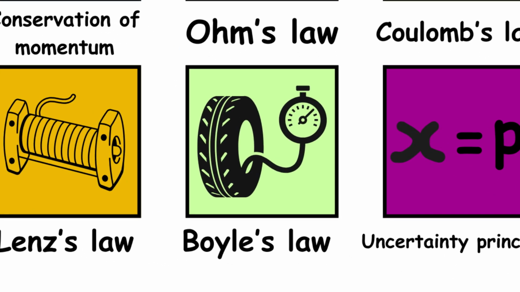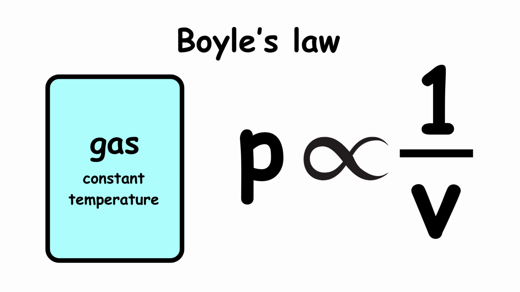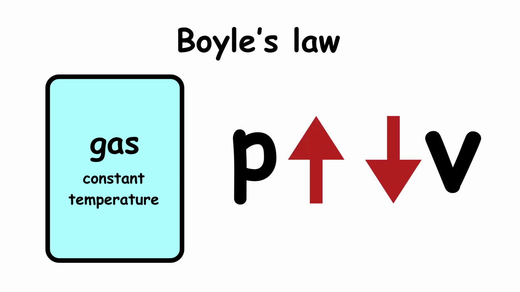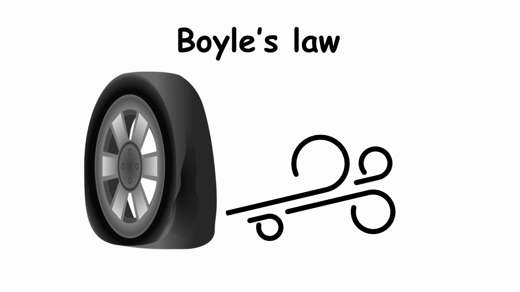Now for Boyle's law. Boyle's law states that for a fixed amount of gas at a constant temperature, pressure and volume are inversely related. Lower the volume, pressure goes up. Let it expand and pressure drops. For example, that hiss when you let air out of a tire, that's high pressure air expanding rapidly into a low pressure environment. That's Boyle's law in action.